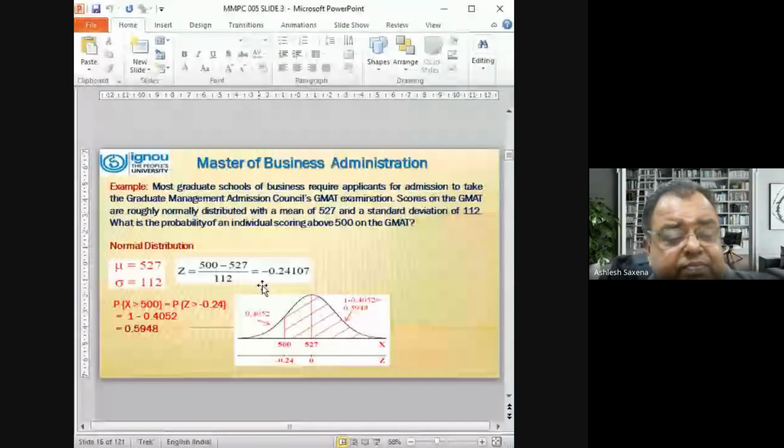Above 500 means the area of this part. The total area is 1, so it is 1 minus this part. At negative 0.24, the value is 0.4052. It will be given to you in the problem. You have to subtract this value from 1. That means you will be getting this, multiplied by 100, it will be almost 59%.